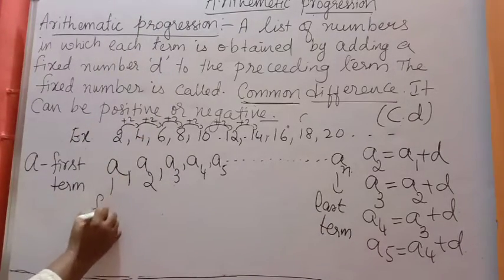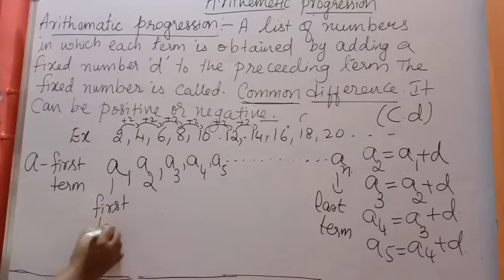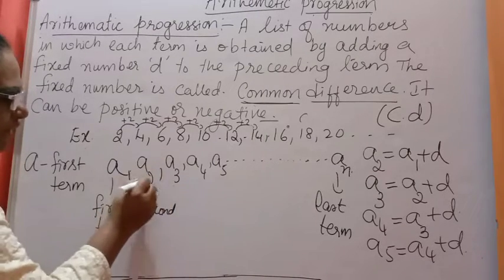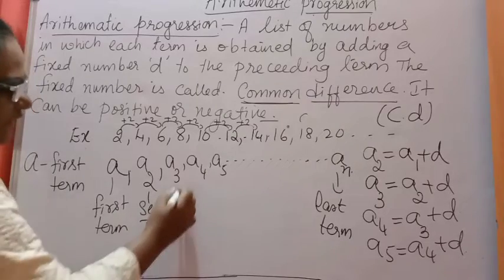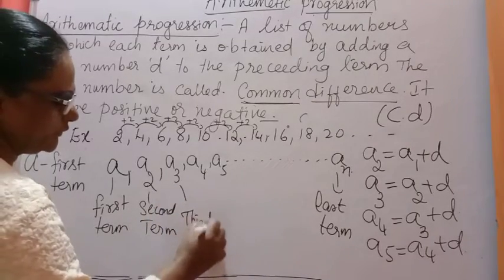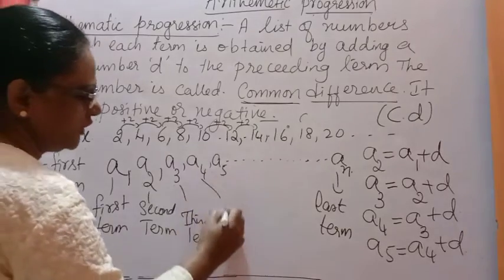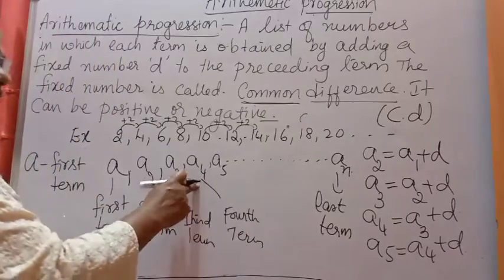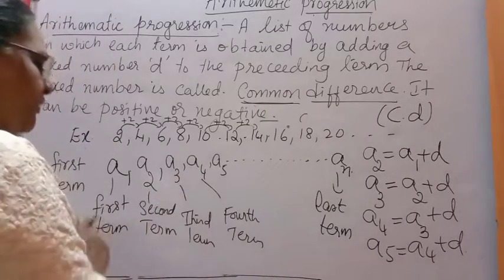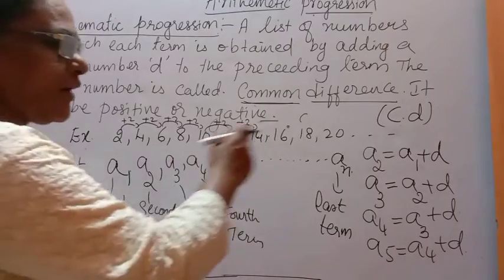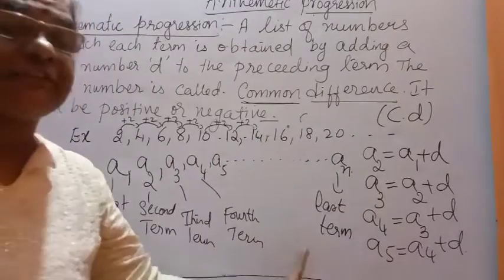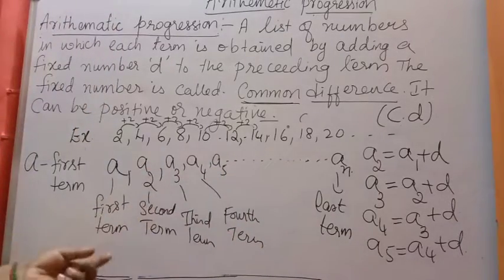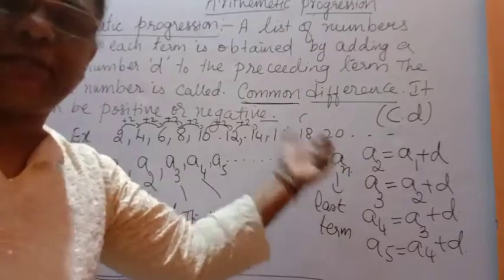A1 is the first term. This is the second term, A2. The number itself says which term it is. A3 means the third term, right? A4 is your fourth term, like that. By seeing the number, you can tell which term it is. Similarly, A5 is the fifth term, and so on up to An. An is the last term of the arithmetic progression. Next we will find out how to find the value of n.